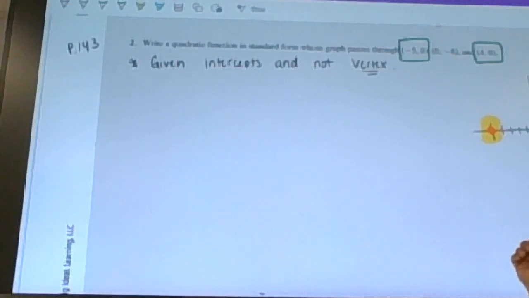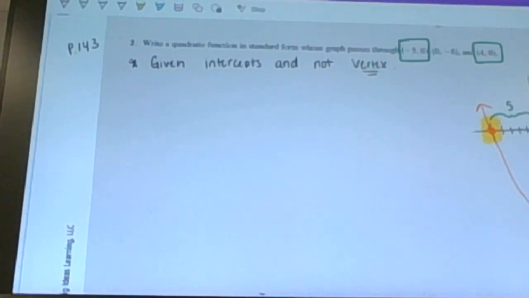Is this the vertex? It looks like it. It's in the middle. So I'm tempted to say I could use vertex form. But when I count, there's 5 units here, and there's only 4 units here. So this point actually is not the center. It looks like it, but it's a trick. That's actually the y-intercept. So this center is probably more like here. We have to be really careful about what information they're giving us.